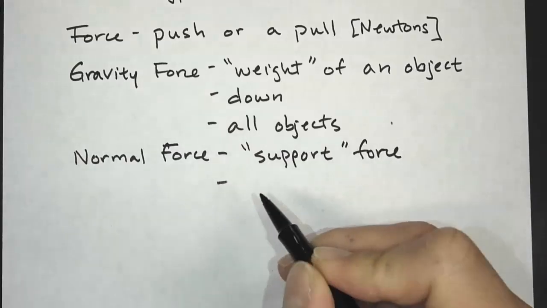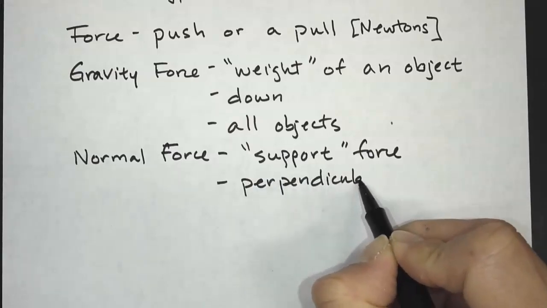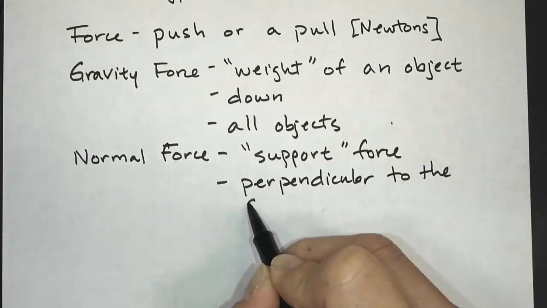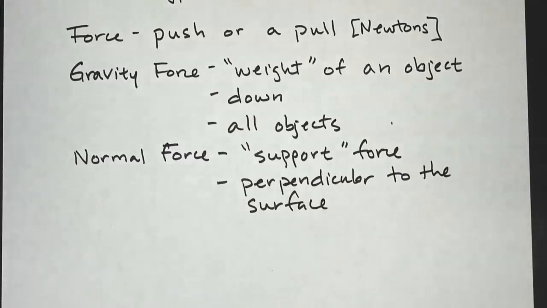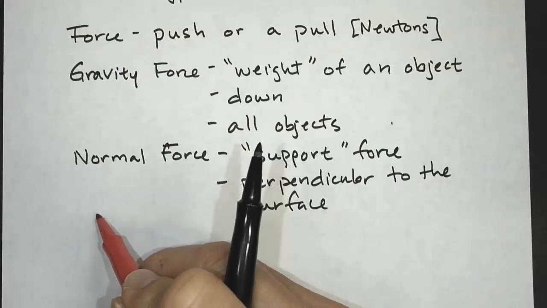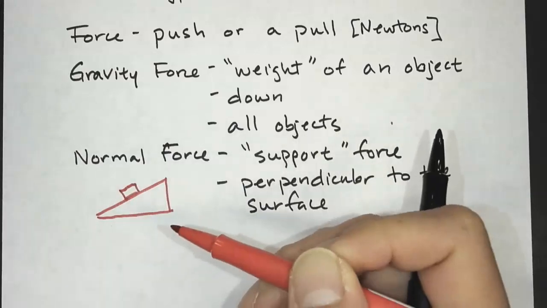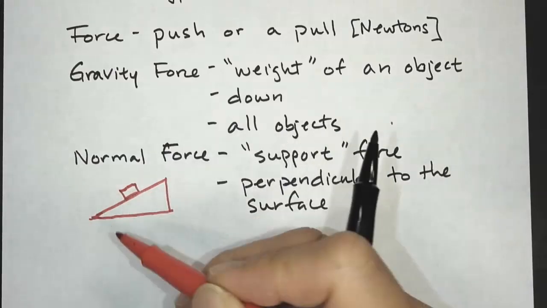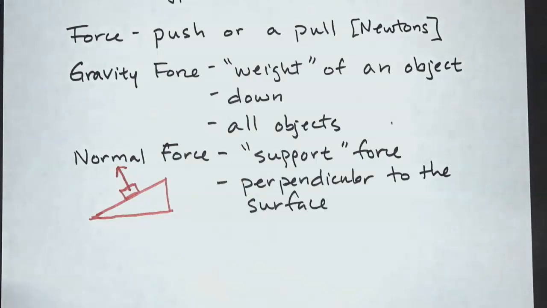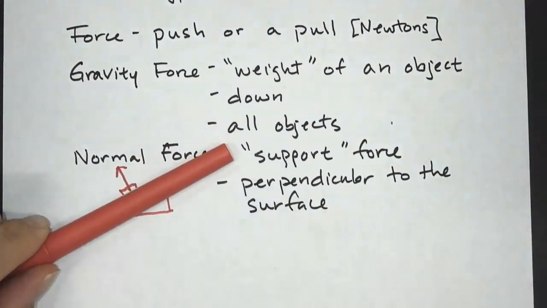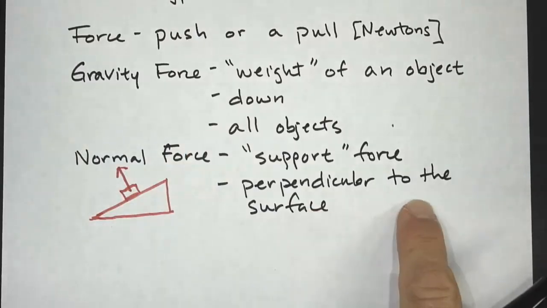Okay. And this force is perpendicular to the surface. So what do I mean by perpendicular to the surface? I mean 90 degrees. So let's say you have a ramp here, and you have a block right there. This ramp is exerting a force on that block, and the normal force is going to be 90 degrees. Do you see that the ramp is along this direction, and the normal force is 90 degrees to the surface, like so, okay? So it's going to be perpendicular to the surface.